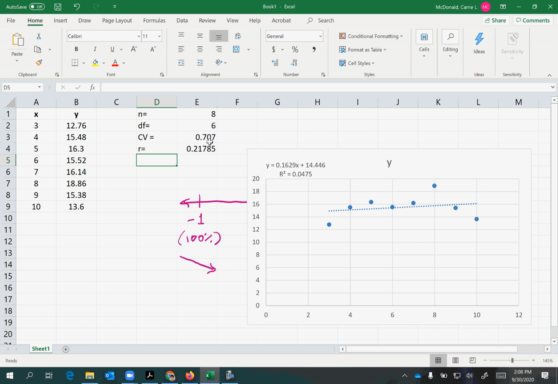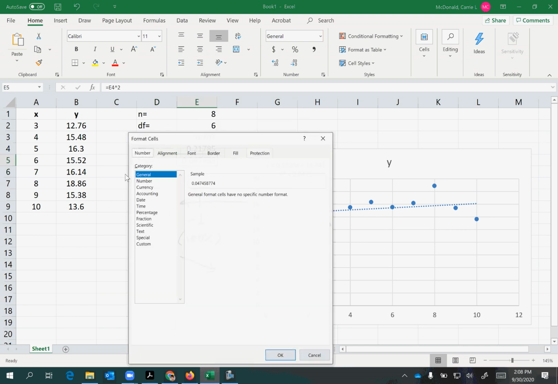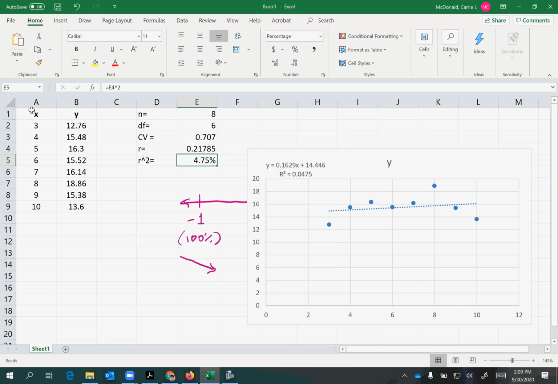That's R if you square it, right? So if I take R to the power of 2, that would be this value raised to the power of 2. And if you change that to a percentage, you would say that the X values are only explaining about 4.75% of the changes in Y. So not a very useful model. This line here doesn't fit the data well. It has a very low R squared and a very low R value.